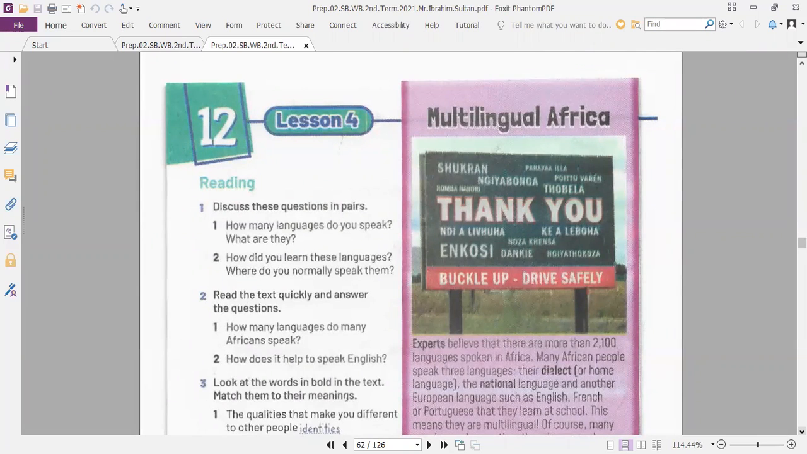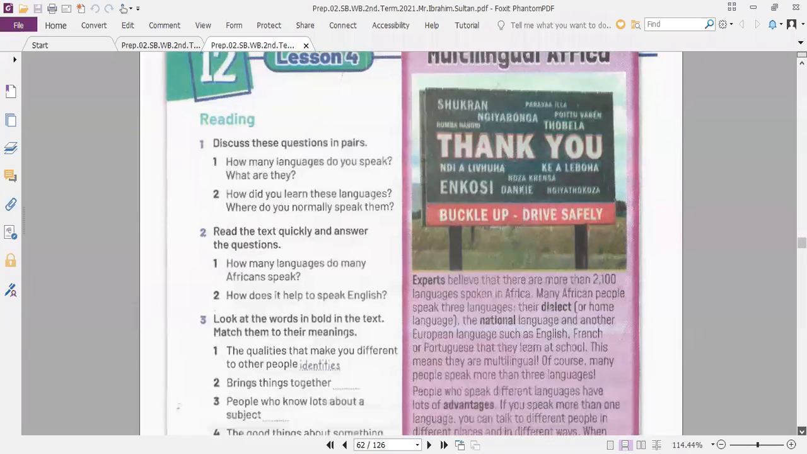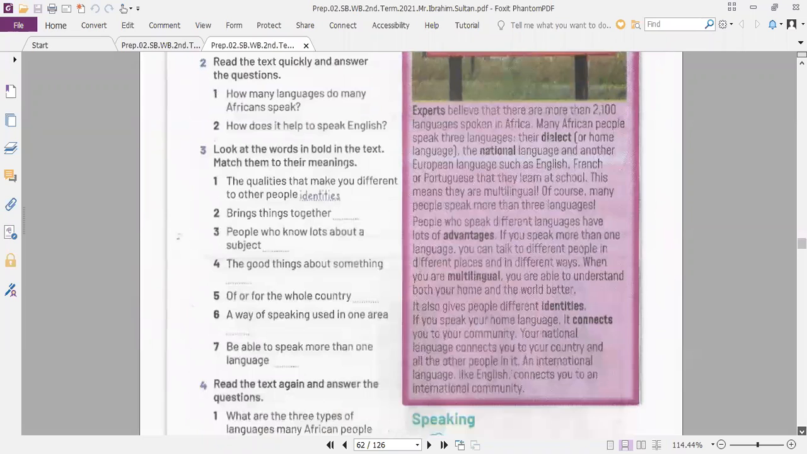We are going to talk about multilingual Africa. Last year you studied bilingual. Bilingual is people who can speak 2 languages, but multilingual, we are talking about people who speak more than 2 languages, maybe 3 or 4 languages, okay? Here, experts believe that there are more than 2,100 languages spoken in Africa.